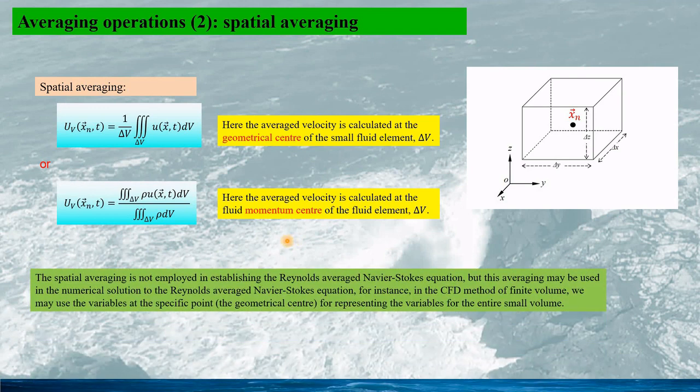Nowadays, in deriving the Reynolds averaged Navier-Stokes equation, we don't use the spatial averaging as shown here. However, in CFD, such as the finite volume method, we may use the spatial averaging, and we normally take the physical parameters at a certain point within the fluid element to represent the physical parameters.